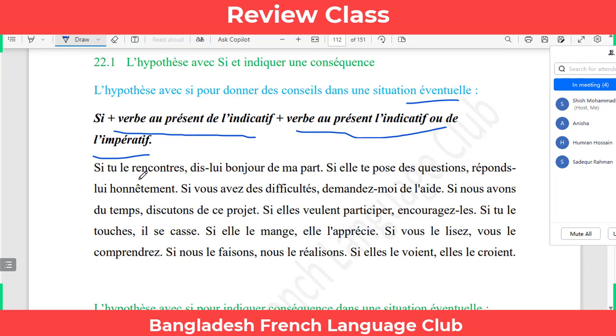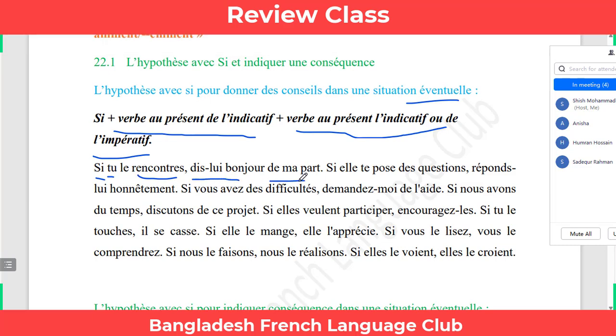Si tu le rencontres, dis-lui bonjour de ma part. Here you can see tu rencontres, present tense. If you meet him, say hello to him from me. Dis-lui is the imperative, because the clause begins with the verb.